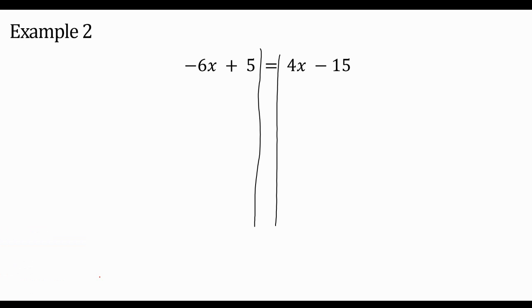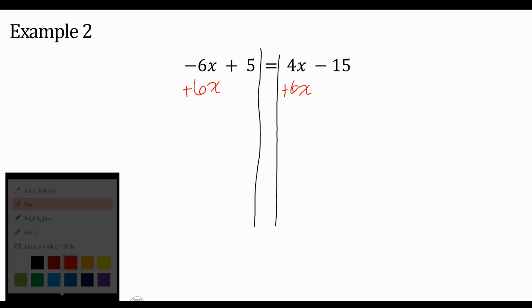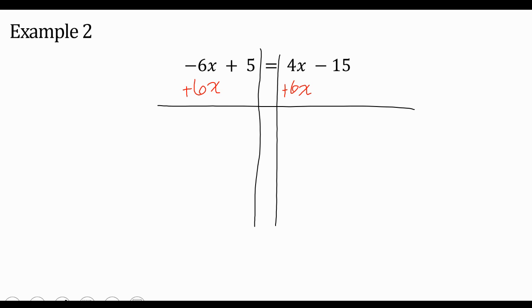So negative 6x, the opposite is positive 6x. So I'm going to add 6x to both sides. And remember to line it up underneath its like term. We don't want to put it underneath this minus 15 because then we wouldn't be able to add them. The goal is to condense, not to make more confusion.